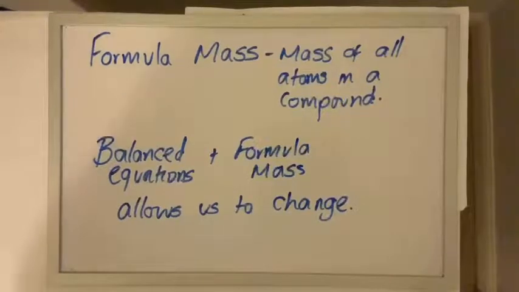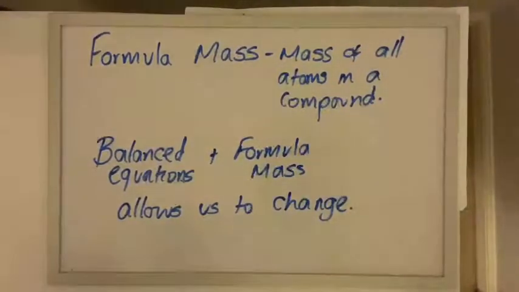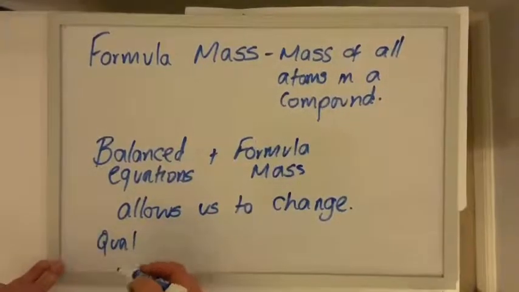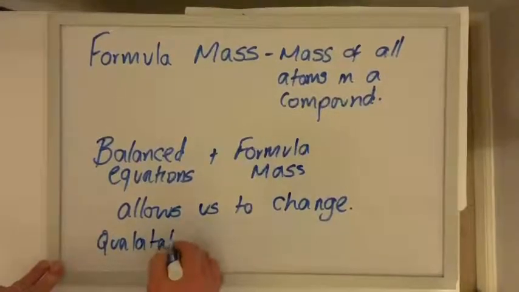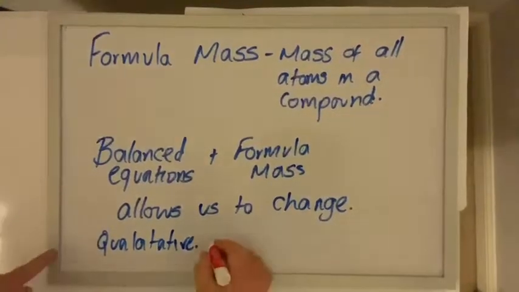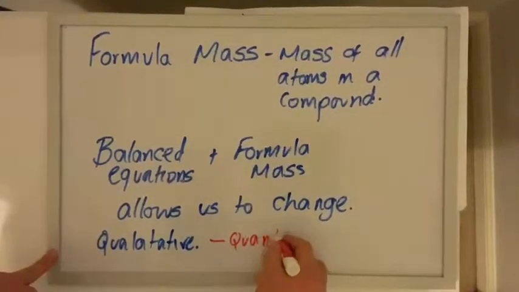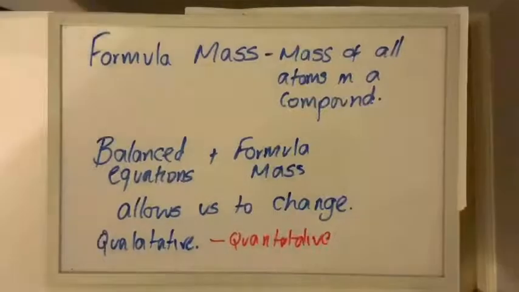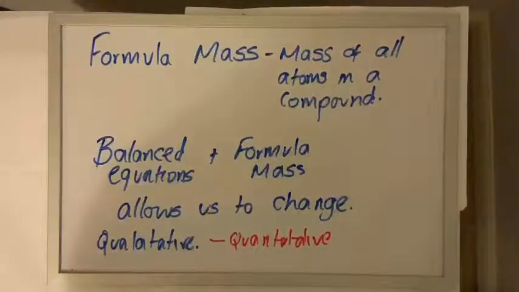The reason we look at balanced equations and formula mass is it allows us to do something. It's very powerful, and it allows us to change qualitative chemistry, which is what's there, into quantitative. This is very powerful. It allows us to start thinking of things industrial wise, as to not just what we're going to make, but how much of it we're going to make and how much of other chemicals we need to make it.